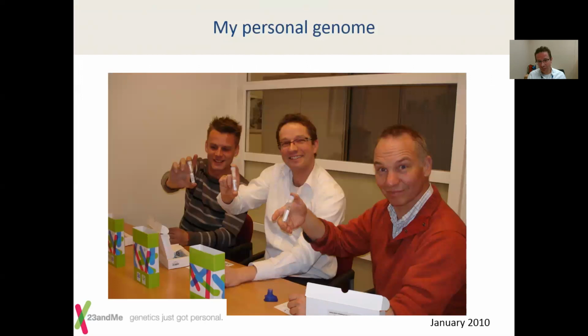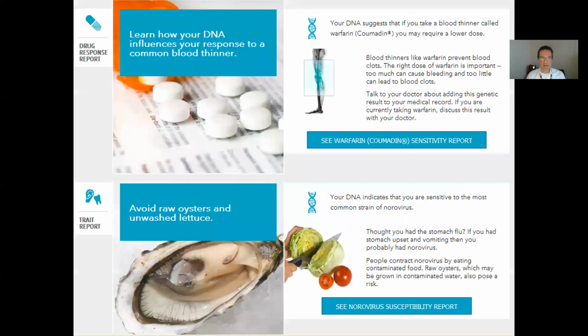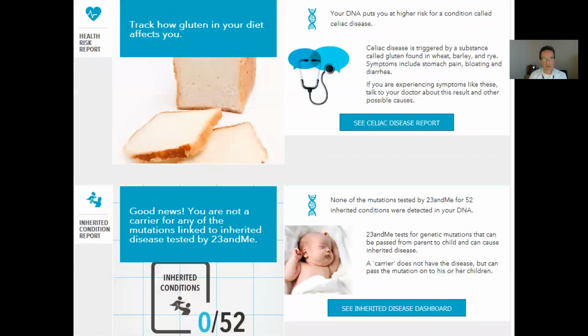So finally, I've looked at my own genome in 2010. What you can see when you look at the profile from 23andMe, one of the direct-to-consumer companies that I used, is that I actually have a variant in the DNA that would require me to use a lower dose of a blood thinner, warfarin, but also they say that based on some of my DNA variations, I should avoid raw oysters. And I have to be honest, I love oysters and eat them all the time.